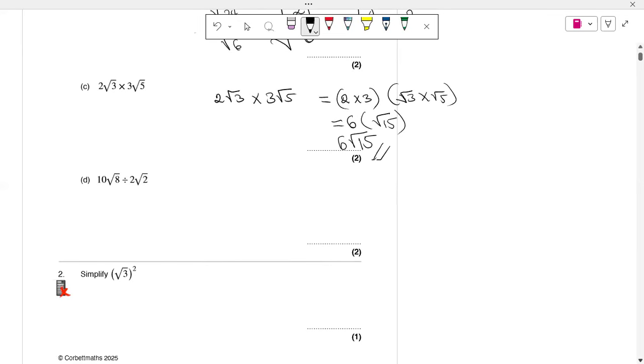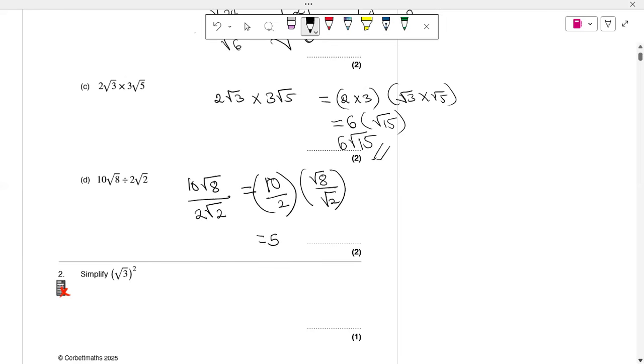Okay, the same thing for the next question. Square root to square root, number to number. So you will write this first as this to make it easy: 10 square root of 8 divided by 2 square root of 2. That's going to give you number to number, 10 divided by 2, and square root to square root, square root of 8 divided by square root of 2.